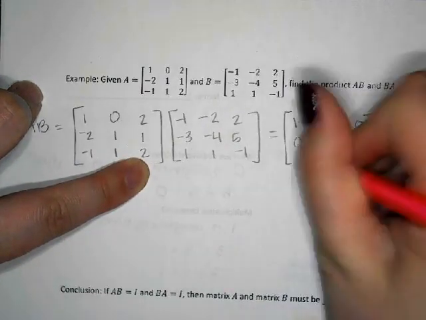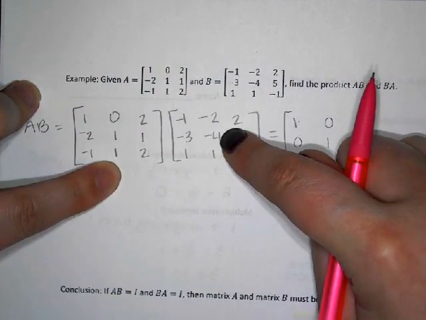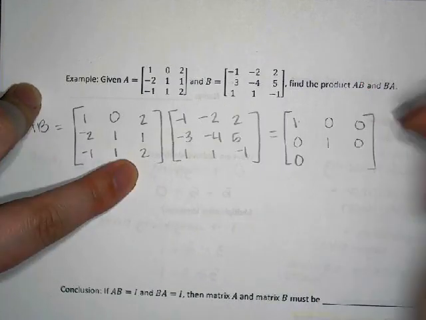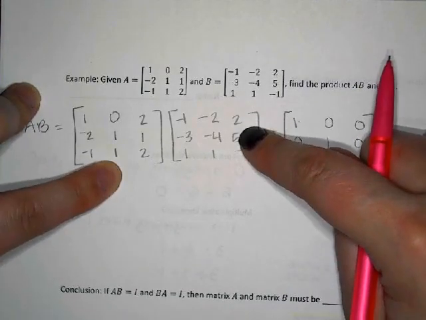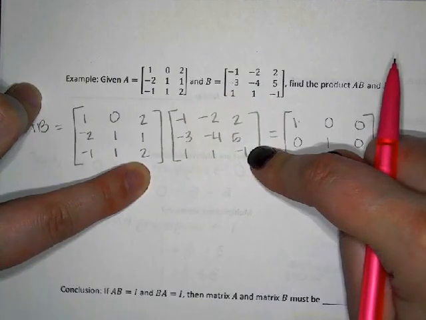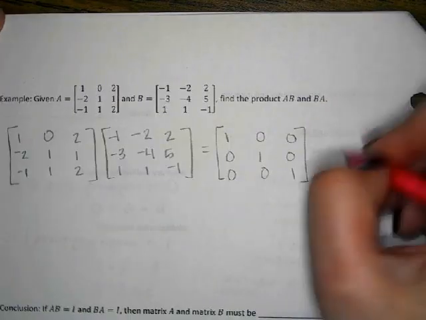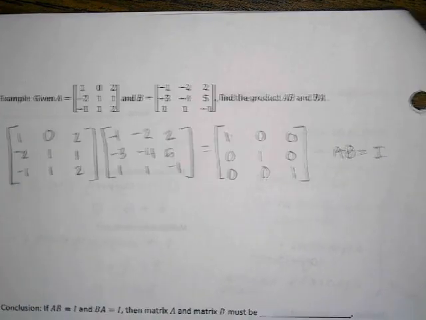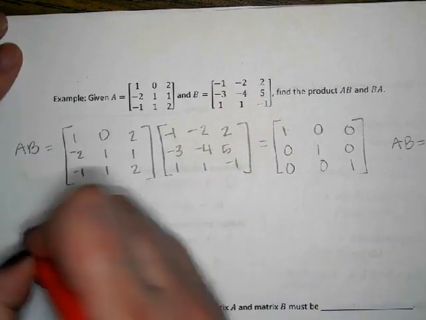2, negative 4, 2, 0. And then negative 2, 5, negative 2, 1. Whew. That hurts my brain. Okay, so we have A times B equals the identity. All right, I want you guys to take a moment and I want you to verify that B times A equals the same thing. So take a moment, multiply B times A, and let's make sure that B times A gives you the exact same thing.